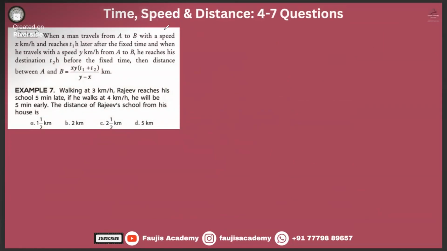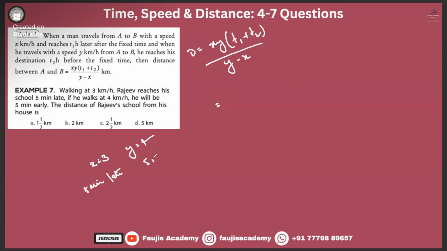So when a man travels from A to B with a speed of x kmph and reaches t1 hours late, after that, that person fixed the time when he travels with a speed of y kmph from A to B. He reaches his destination t2 hours before the fixed time. Then the distance is given by xy into t1 plus t2 divided by y minus x. Let's put in the formula. X is equal to 3, y is equal to 4. While traveling at x equal to 3, Rajiv reaches 5 minutes late, and with y he reaches 5 minutes early.